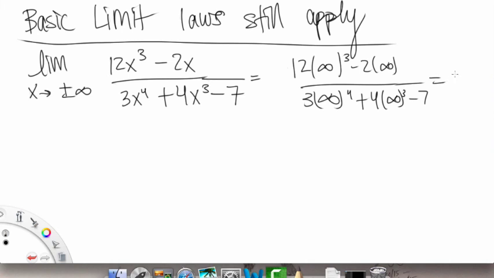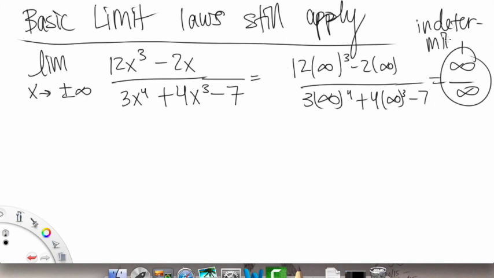So what we get is some kind of infinity over infinity, which we'll recognize as an indeterminate form. That means we have to change something in our f of x, in our formula here, to make it a little bit more workable and actually get a non-indeterminate answer.